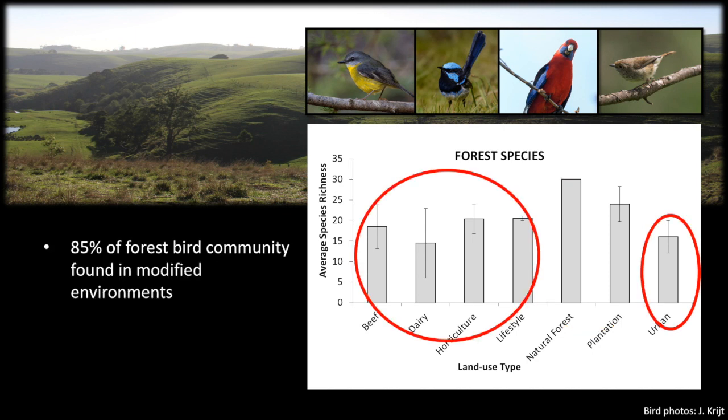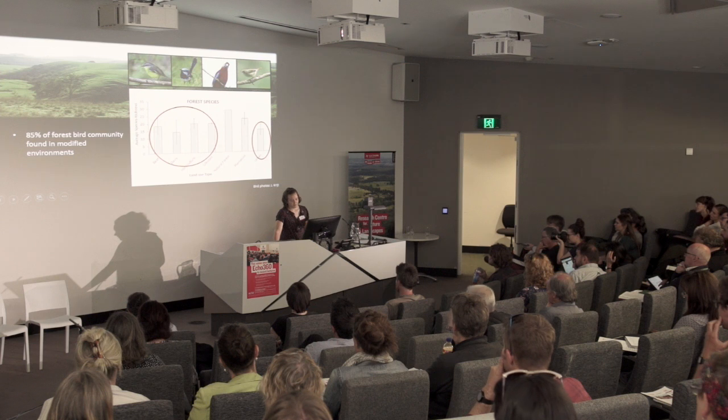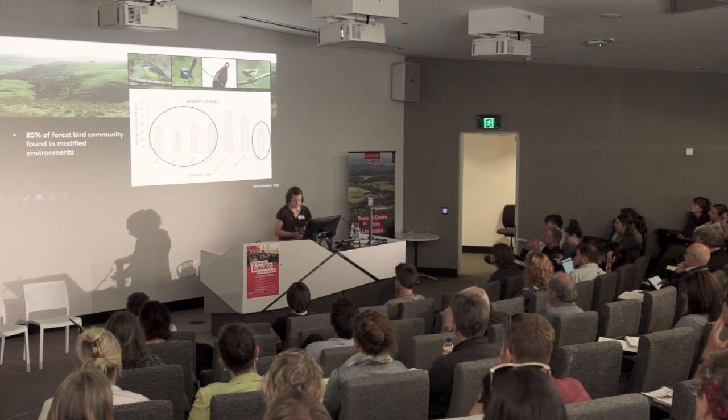However, a large proportion, or 85% of this forest bird community also occurred in a wide variety of modified areas where the natural habitat was minimal, on average only less than 10% cover. For example, some forest birds occurred in the agricultural study landscapes, some occurred in the lifestyle property landscapes, and some occurred in the rural townships.